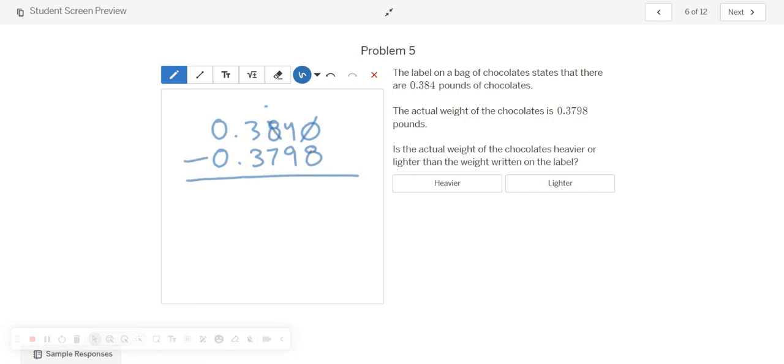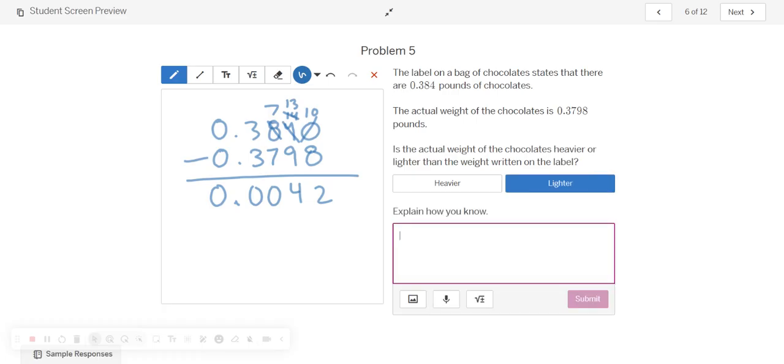If I borrow from the 8 and make it a 7, this would become a 14. But then I have to borrow from the 14, making it a 13 to make this one a 10. Okay, so now we've got 10 minus 8 is 2, 4, 0, 0.0. The actual weight of the chocolates is lighter. Explain how we know. It is lighter by 0.0042 pounds.